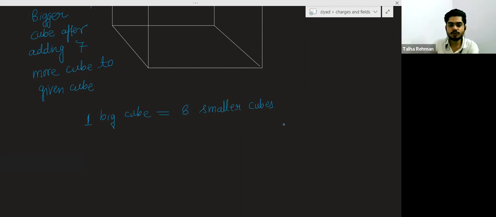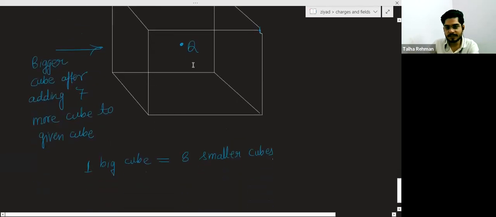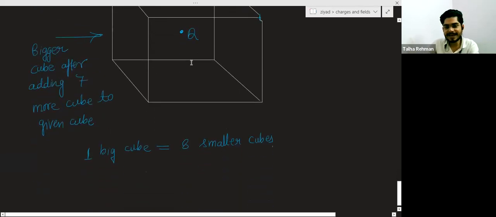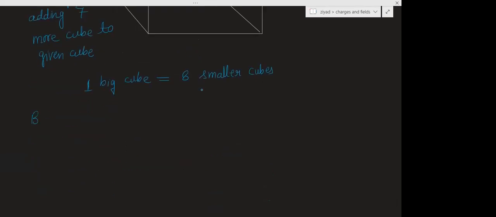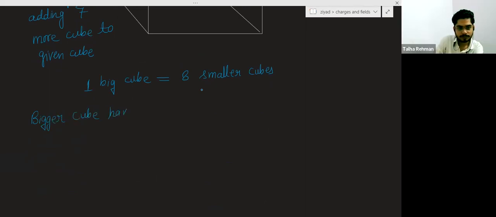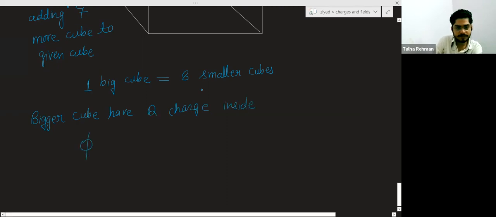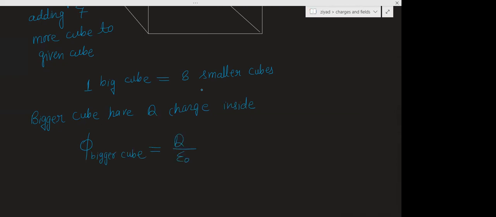Now you have to focus on this bigger cube only. This bigger cube looks like this. It contains a charge q at the center. Means you can write: bigger cube has q charge inside, or you can say at the center. So flux through this bigger cube will be charge contained inside divided by epsilon naught. Simple.